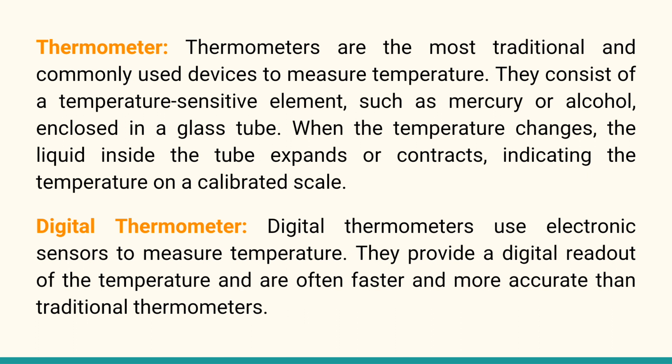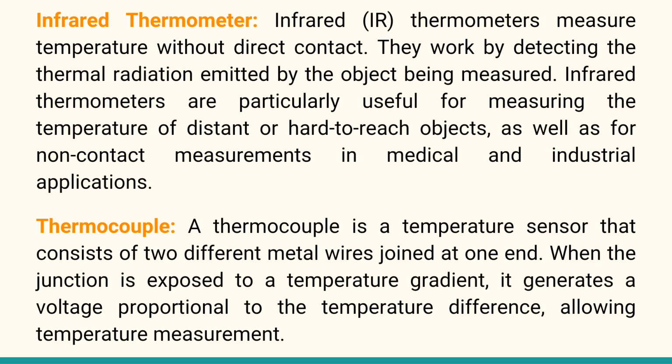Digital thermometer. Digital thermometers use electronic sensors to measure temperature. They provide a digital readout of the temperature and are often faster and more accurate than traditional thermometers. Infrared thermometer. Infrared (IR) thermometers measure temperature without direct contact. They work by detecting thermal radiation emitted by the object being measured. Infrared thermometers are particularly useful for measuring the temperature of distant or hard-to-reach objects, as well as for non-contact measurements in medical and industrial applications.